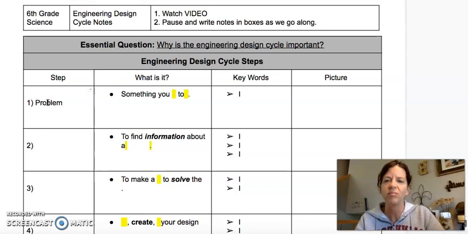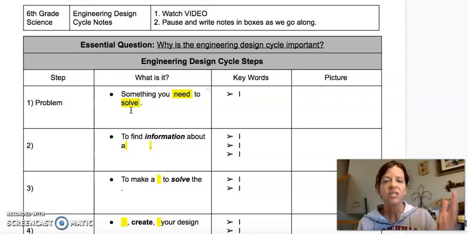So you are going to type in problem right here. The problem, what is it? It's something that you need. Oh, you know what? Actually, I want this to be in the yellow piece. Something that you need to solve. So you are typing in need and solve, and if those could be highlighted, that would be great, because those keywords will help you when you get your graded piece at the end of the week when you have to write your sentences.